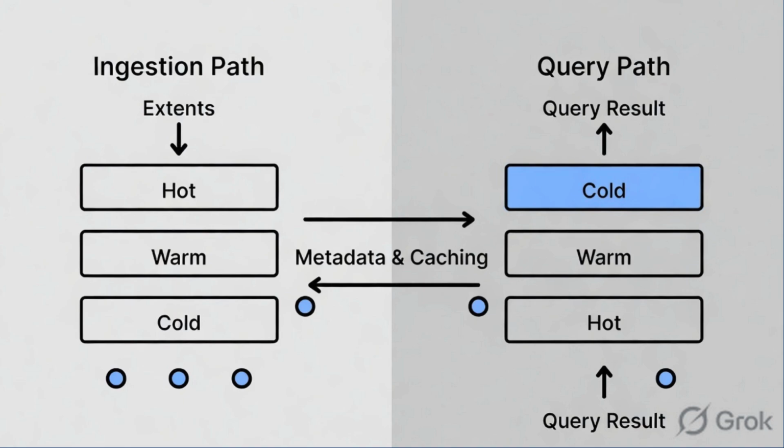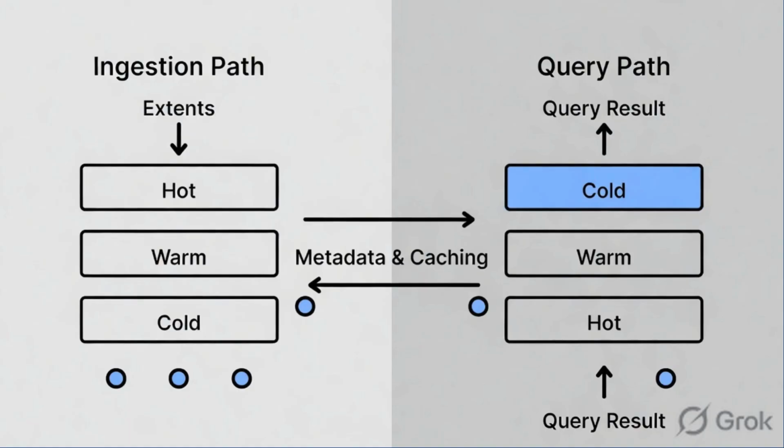Data comes in, gets turned into immutable extents, then layered into hot, fast RAM, warm SSD, and cold blob storage. On the right, the query path flows upward. Your KQL query pulls from those same layers, starting with hot for newest data, warm for recent, cold for old, and ends with your result.